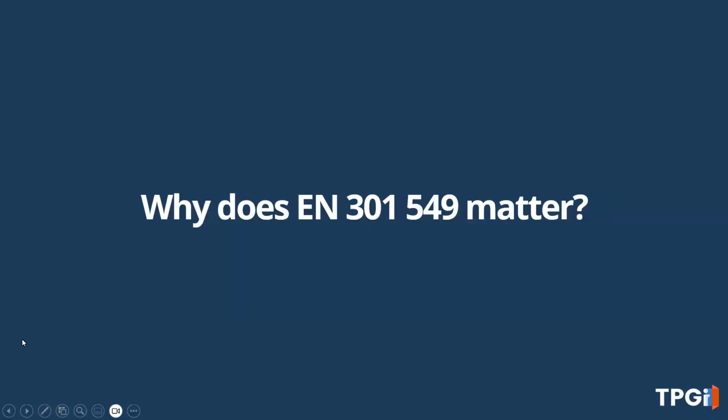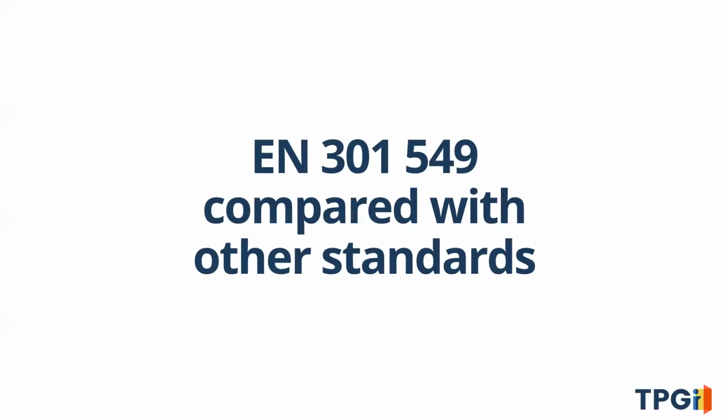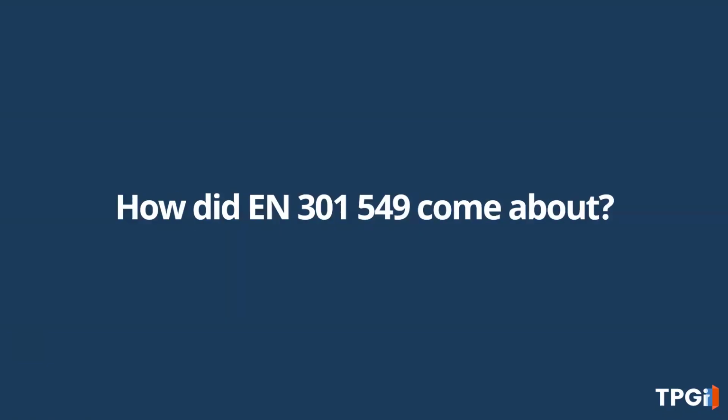The current version of EN 301549 is not just a voluntary guideline, it's legally backed. It's the foundation for the EU Web Accessibility Directive, which mandates accessibility for public sector websites and apps in Europe. And from 2025, the European Accessibility Act will extend requirements to many private sector services.